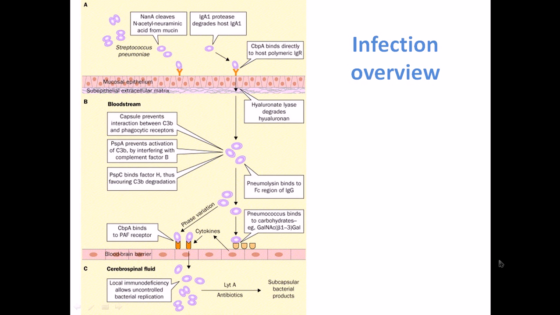Let's talk about the infection overview and the pathway of their pathogenicity in detail. Now we can divide their pathway of pathogenicity into three different sections. One section deals with the pathogenicity at the very early stage on the mucosal epithelial surface. The second stage of interaction is in the bloodstream, and the third phase of the interaction is in the cerebrospinal fluid if it reaches the meninges.